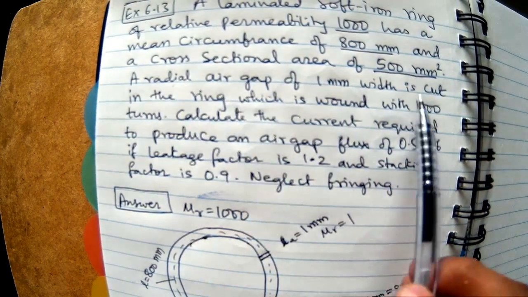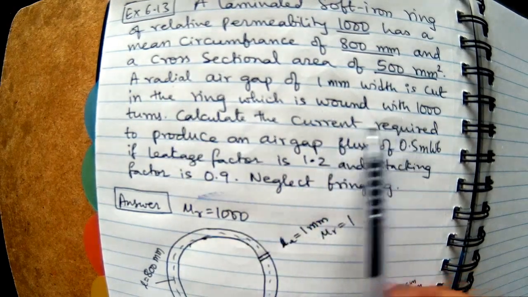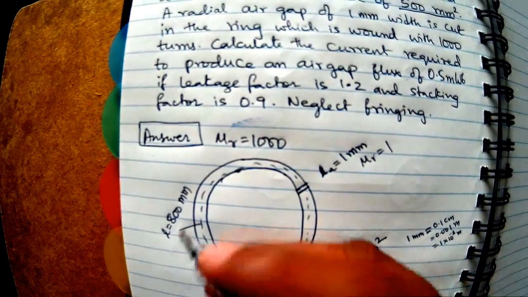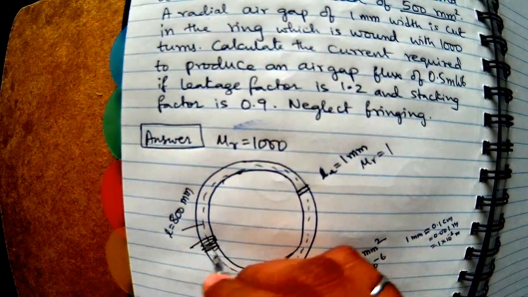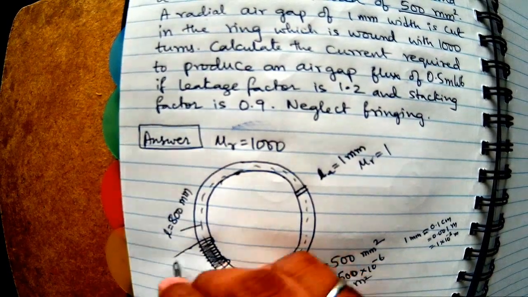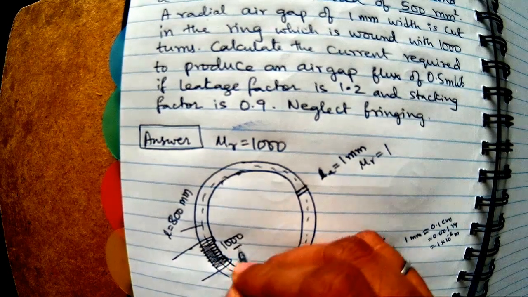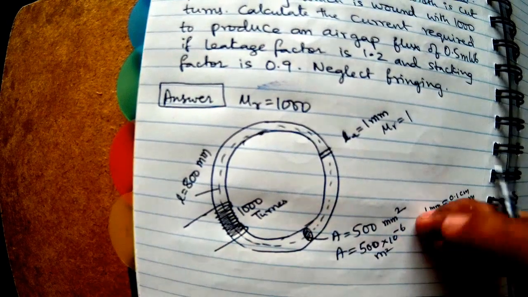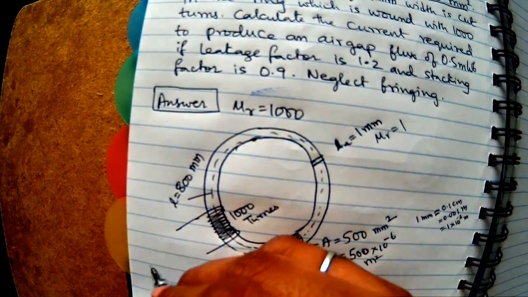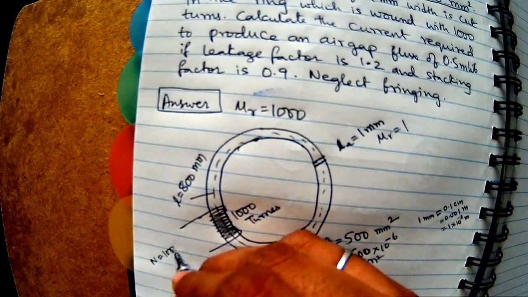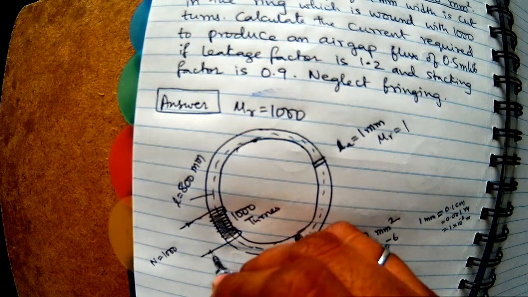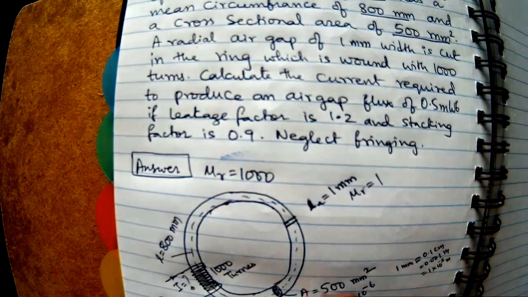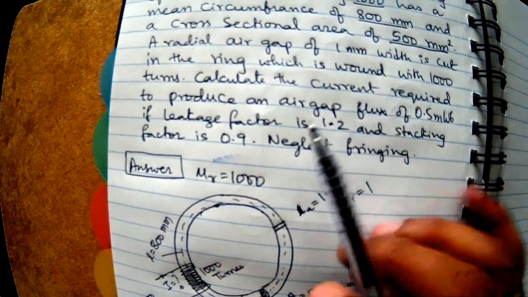The ring is wound with 1000 turns. So the ring is also wound with 1000 turns. So let me have a winding. So these are 1000 turns. So the number of turns N is equal to 1000. But what about I? So I is unknown. So N into I will be the ampere turns.